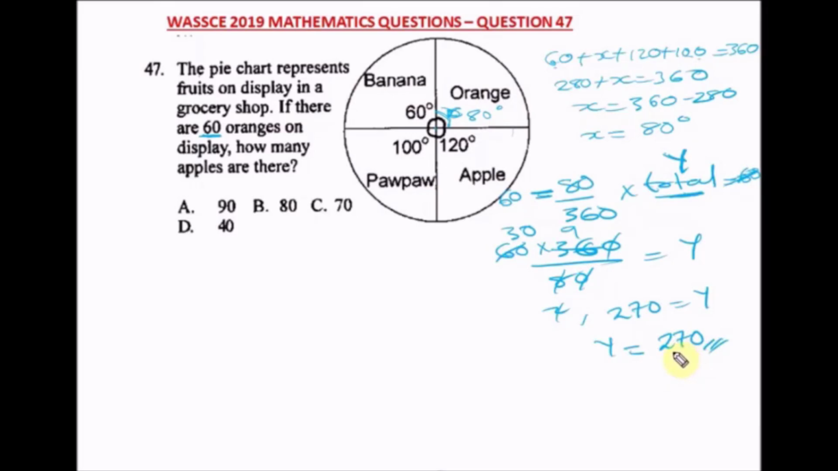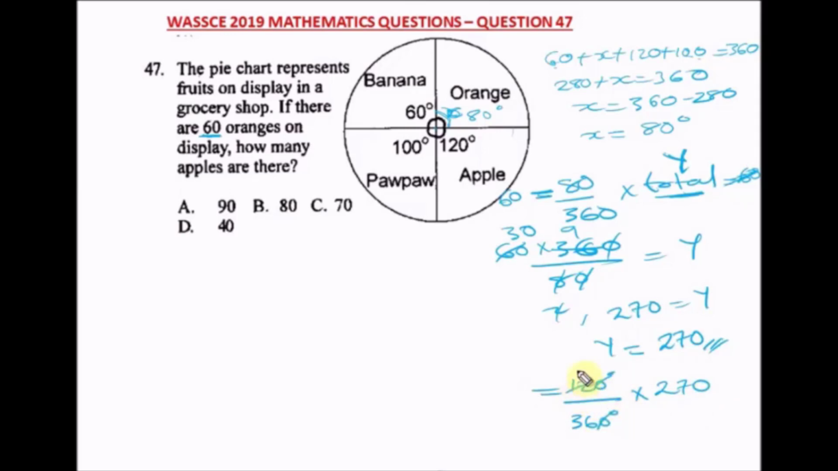From knowing the total number of fruits, we can easily know the number of apple or pawpaw or banana, since we know their angles. So the question here says how many apples are there. We're looking for how many apples we have. The angle for apple is 120 degrees, divided by our total angle, which is 360 degrees, times our total number of fruits, which we've gotten from the value we're given for the oranges, which is 270. So from here this 0 will cancel out this 0.